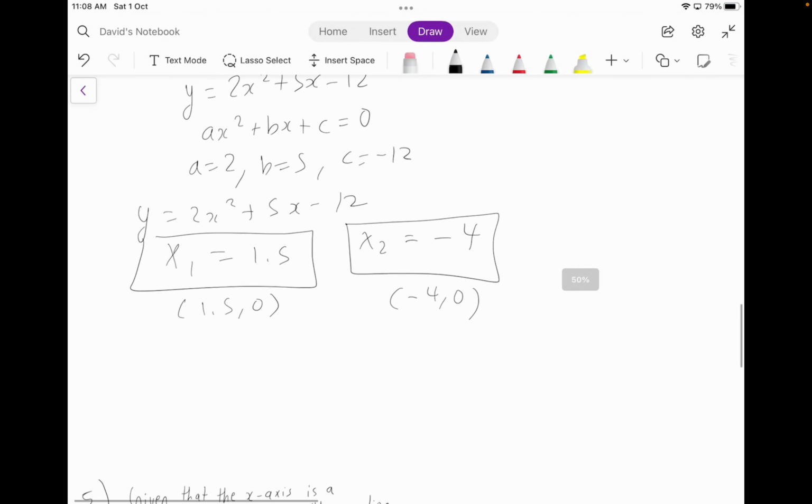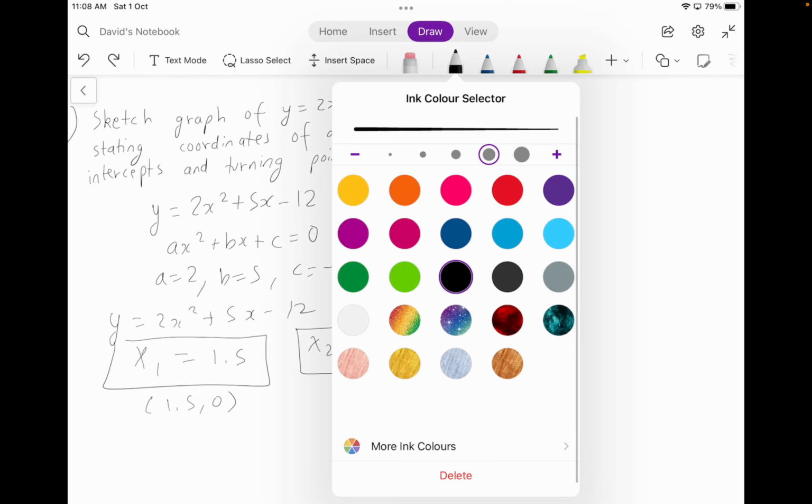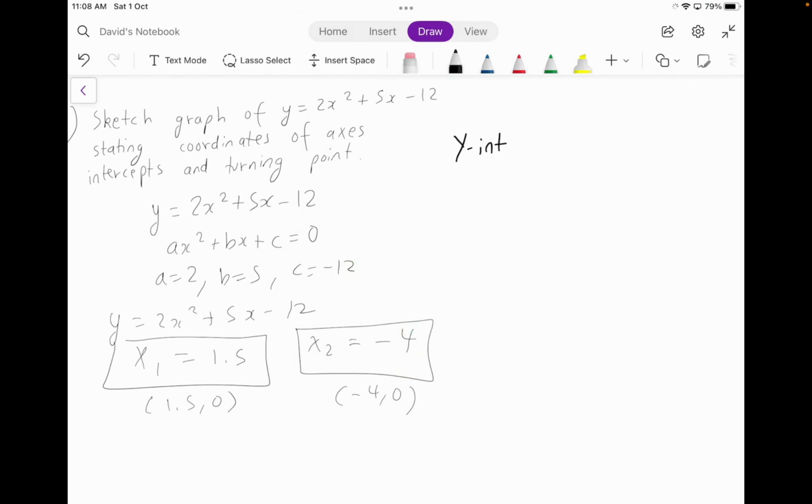Now you have to find the y-axis intercept. We have found our x-intercepts, now we have to find the y-intercept. I'm just going to increase the boldness of this so that we can see it more clearly. These are the x-intercepts, by the way. Now we find the y-intercept by setting x equal to 0. We have the equation clearly there: y equals 2x squared plus 5x minus 12.